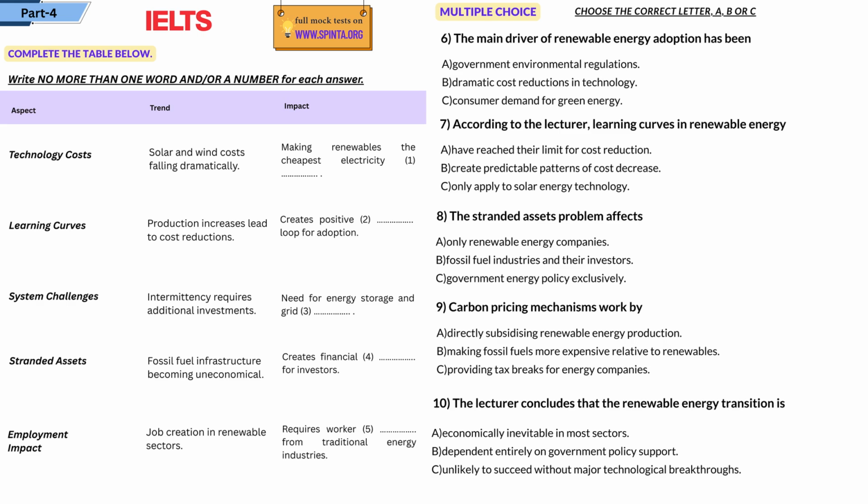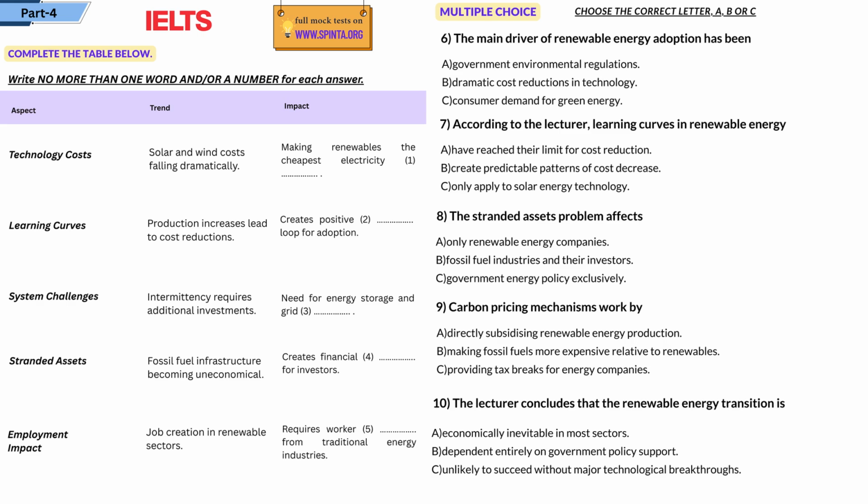Grid integration costs represent a significant economic consideration. As renewable penetration increases, electricity grids require substantial upgrades to handle variable generation patterns and often need extensive transmission infrastructure to connect remote renewable resources to population centers. These system-level costs can be substantial but are often overlooked in early economic analyses.